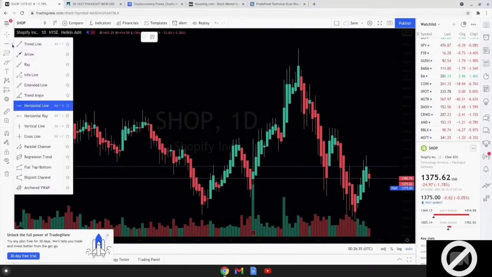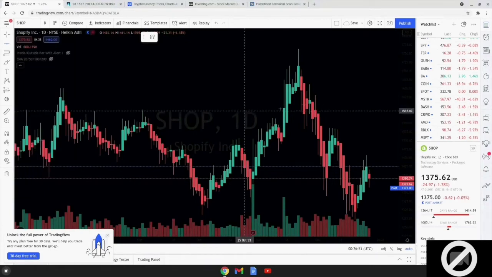Click the ellipses on it first. This is where you get your trend lines. I use the horizontal lines, and I use the horizontal rays, okay? Those are the three tools that I use on my charts to mark up my charts. I'm going to start with the horizontal lines, and you always want to start on the left of your charts.